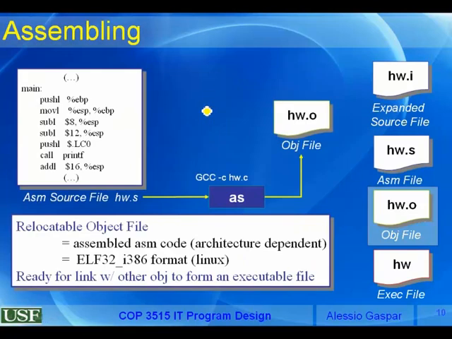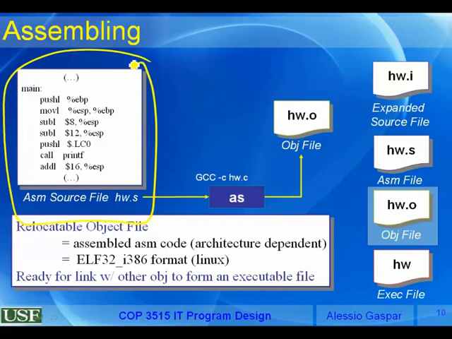Next step, we are going to take this translation of our code into an assembly language file, and we are going to feed it to a program called an assembler. And the role of the assembler is really to take this assembly program and translate it into machine code. Machine code is just binary, 0s and 1s, okay?